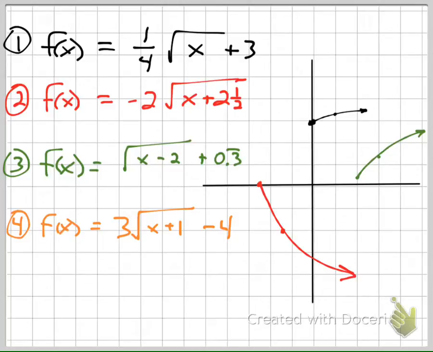The orange one. Okay. Home base is normally at the origin. It is not. The -4 means down 4. Down 4, and then plus 1 inside there means to the left 1. So down 4, left 1. 3 means it's very steep. 3 up and over. It should look like that. Does that make sense to everybody? That's all I'm demanding that you do.